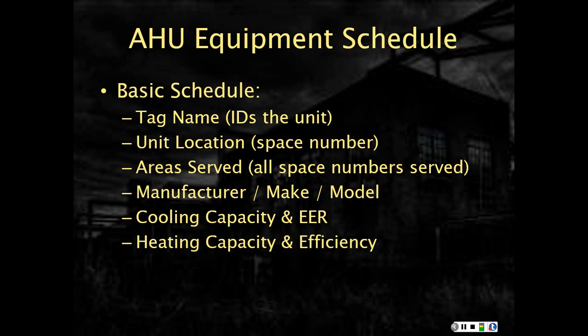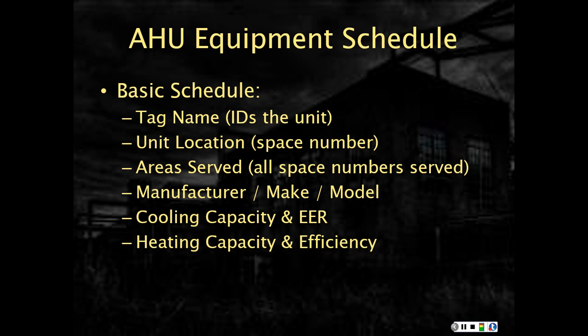So a basic equipment schedule, specifically for any air handling units in the building. We need some sort of tag name or ID that the unit is being given that will be consistent throughout the report. So when we talk about unit XYZ, everyone knows reading it what unit XYZ is. The next one would be unit location, specifically a space number where the unit's located. The area served. All space numbers served should be under this column. So every space number that this area served should be put in that particular column.